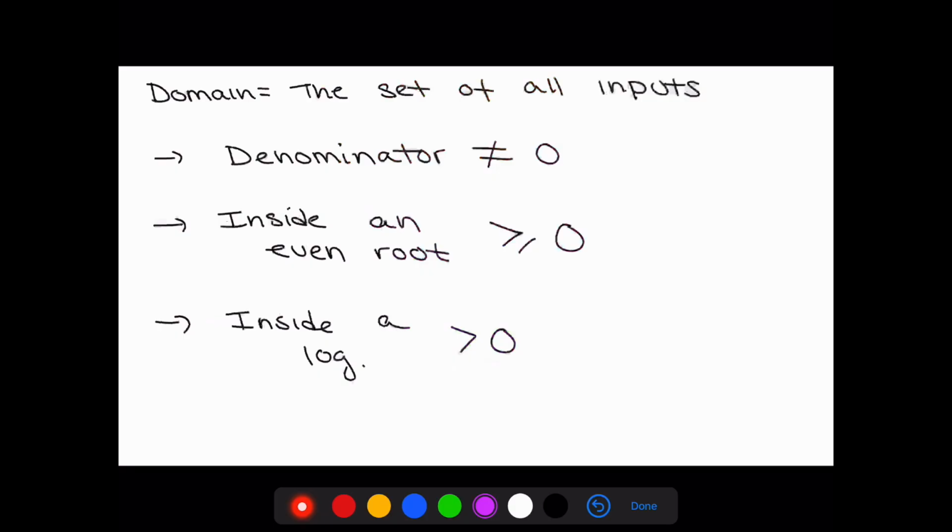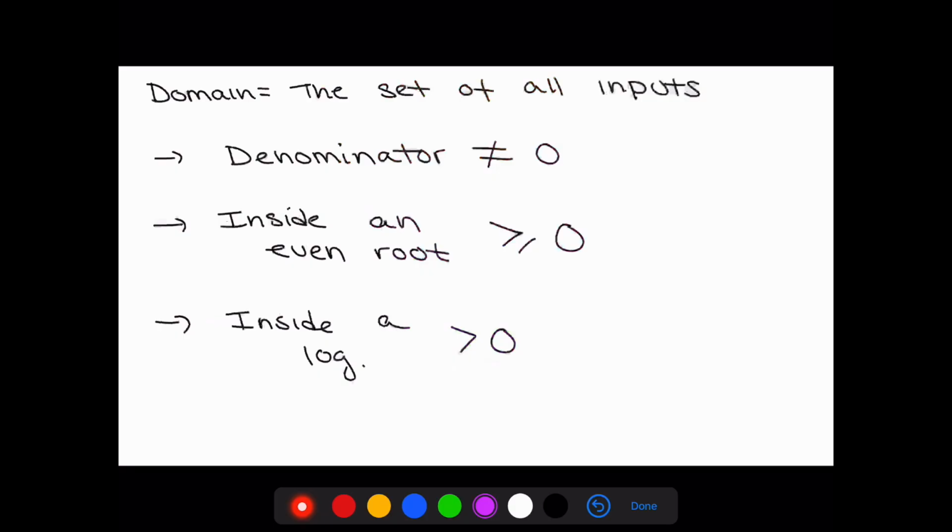Now, when you're finding domain, there really are 3 different things that you need to be thinking about. If the problem has a denominator, so if it's a fraction, if it's a rational expression, or anything that has a denominator, that denominator can't equal 0. We're not allowed to divide by 0. Division by 0 is undefined.